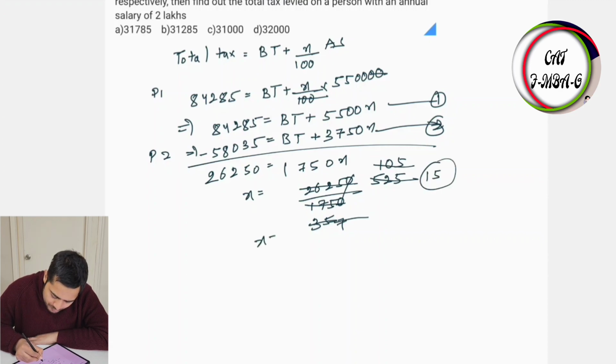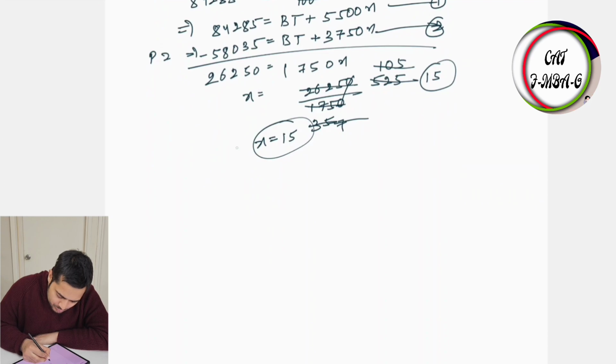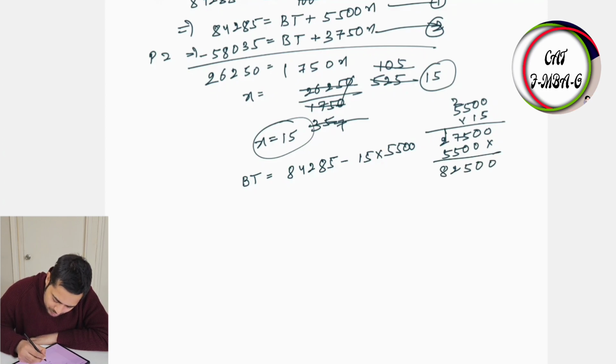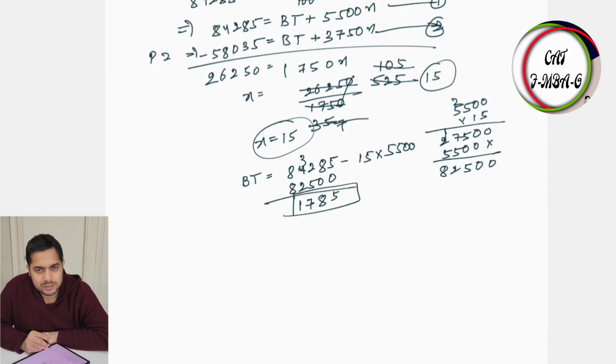So x is equal to 15 here. Now you can calculate the base tax also. So base tax is equal to 84285 minus 15 into 5500. Let's calculate this manually without using calculator. So 82500, 1785. Now it is asked that a person having 2 lakh salary, you have to calculate total tax.